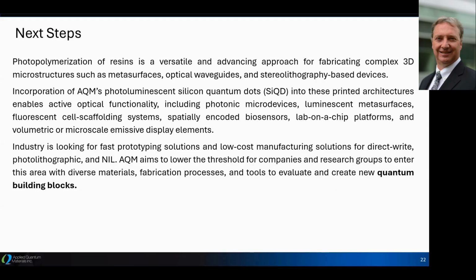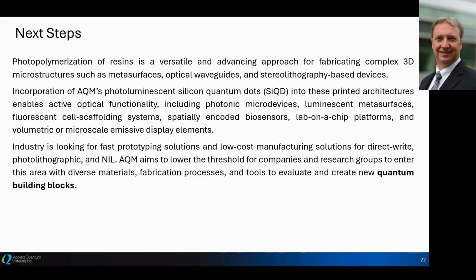And sort of lastly, from industry's perspective, what they're looking for is fast prototyping solutions, low cost for direct write systems. So we're aiming to lower that threshold for researchers and companies to enter into these new diverse areas, with the materials, fabrication processes, and tools to create these new quantum building blocks.